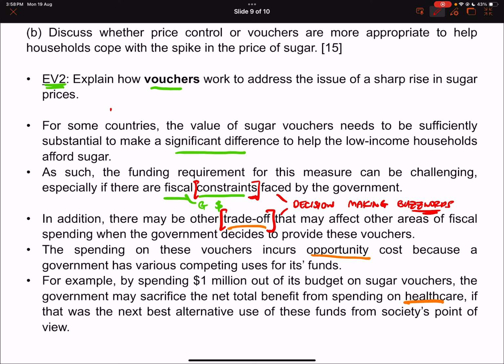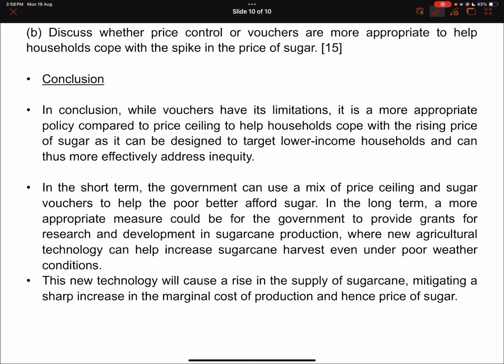Okay, after we do that, so far we've done R1, EV1, R2, EV2, which is the vouchers. So finally we're going to end up with the conclusion. Okay, so for the conclusion, firstly, we're going to have a new paragraph. We're going to start off in conclusion. Okay, so signpost very clearly that you're concluding. I'm going to say that even though vouchers have limitations, they are more appropriate than the price ceiling.